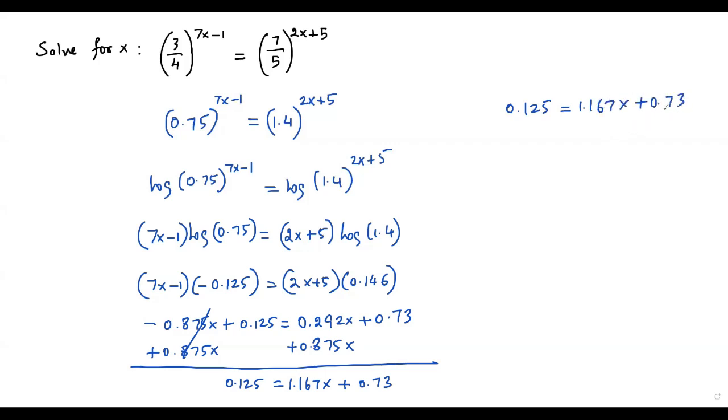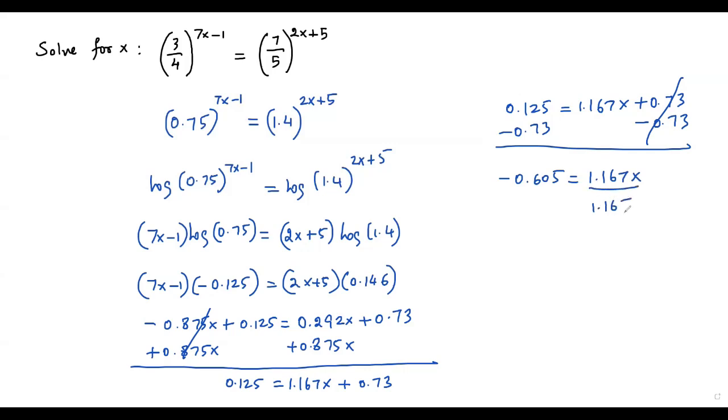To solve for x, I have to isolate x. That is, I have to get rid of all the values around the variable x. So let me subtract 0.73 from both sides. When I do so, this one will cancel out. When I simplify 0.125 minus 0.73, I'm getting negative 0.605 equals 1.167x.